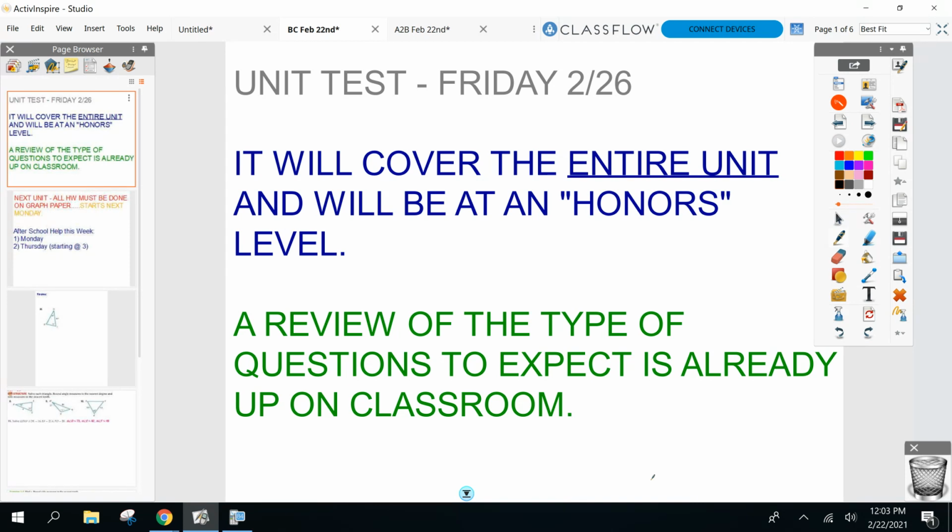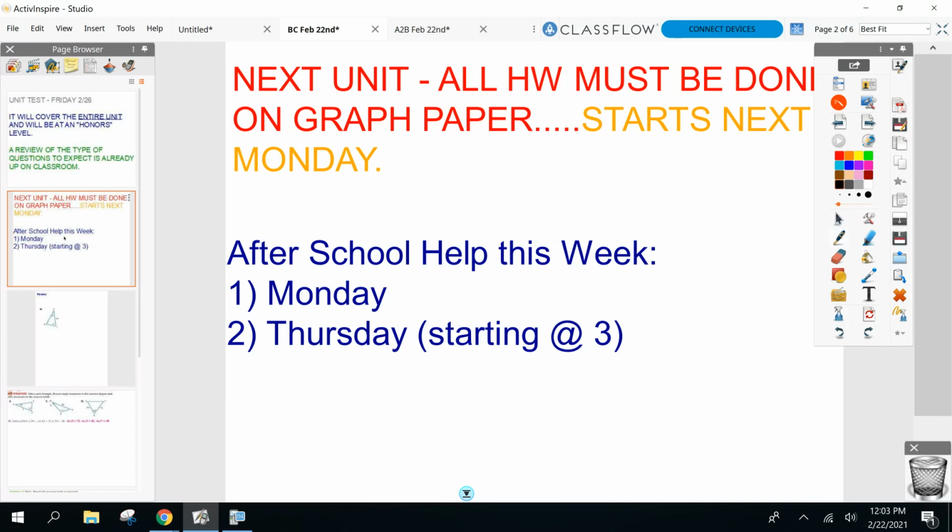All right, next up. Since we're going to have the test on Friday, next Monday we start our new unit. And I'm warning everybody, in this next unit there is a ton of graphing. A ton of graphing. I would like all your homework to be done on graph paper, please. You guys that use Kami, that shouldn't be an issue because I think there's an option to change the blank page to graph paper. But you guys that don't use Kami, I'm giving you a heads up to make sure you have a few sheets at home to do the homework on.